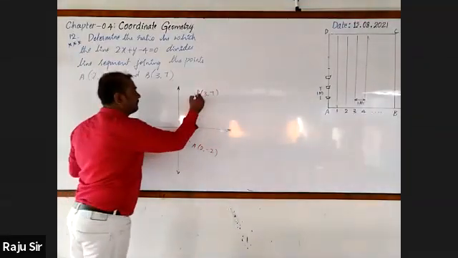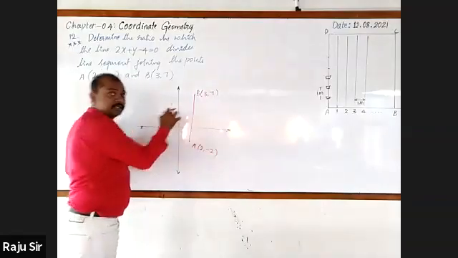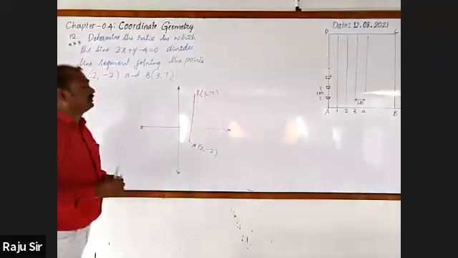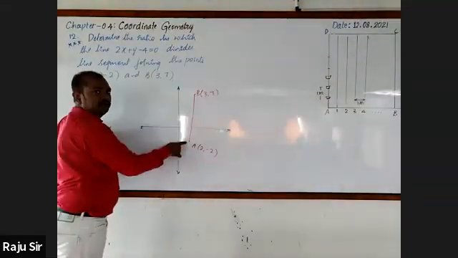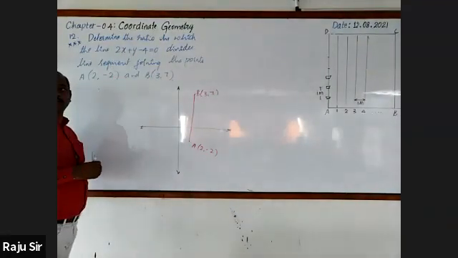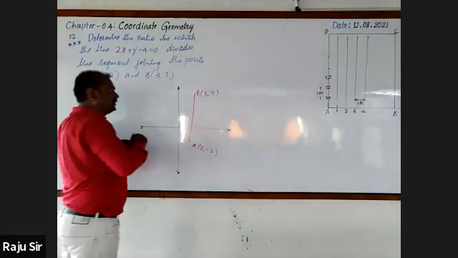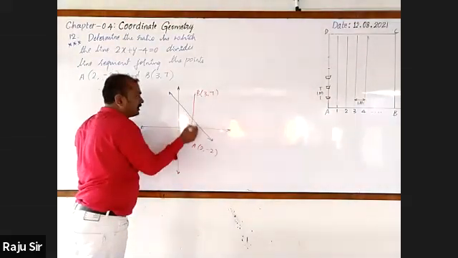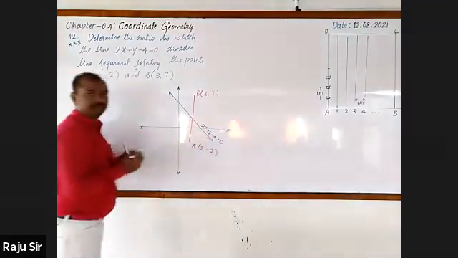This is the line. Actually, this line is divided by which line? They are just two lines, the X-axis. This line is divided by 2x plus y minus 4 equal to 0. You will draw the graph of this equation. Let us assume that this is the graph of 2x plus y minus 4 equal to 0.